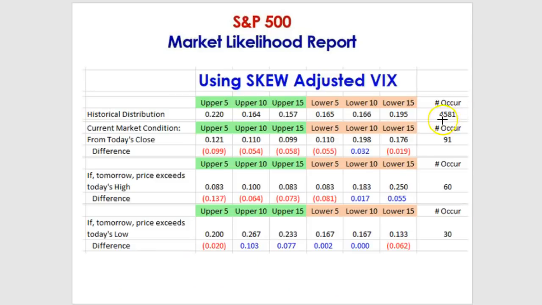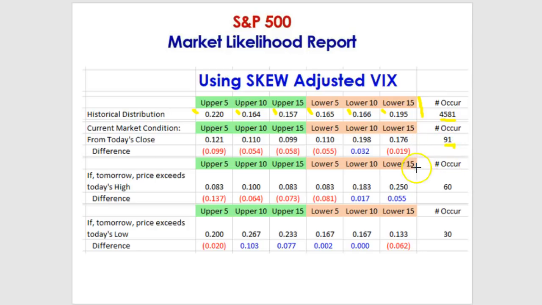So we could see of the 4,581 occurrences, the upper 5-day band was struck 22% of the time, the upper 10-day band 16.4, the upper 15-day 15.7. On the lower side, the lower 5-day band 16.5, lower 10-day 16.6, and the lower 15-day band 19.5. So that's the benchmark distribution. Now, let's go to the current condition, and here we have 91 occurrences found.